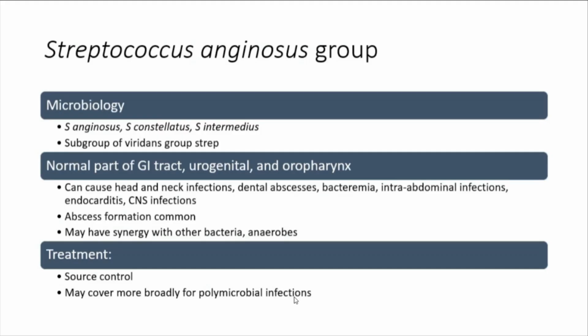It can be head and neck or dental source. But you always have that in the back of your mind. It's called the strep anginosus group, but it includes constellatus, intermedius, and anginosus. And they're a subgroup of Viridans group strep. And treatment, as always, is source control. And then sometimes because these form abscesses, depending on where that abscess is, you may think about broader coverage for polymicrobial infections, like presuming anaerobes if there's a big dental abscess or something.